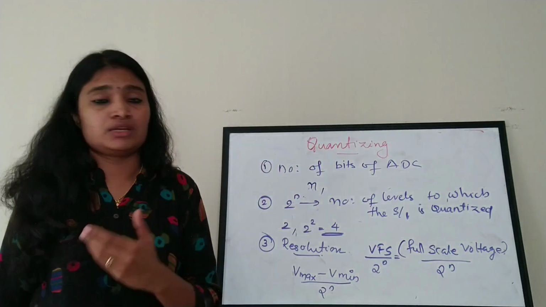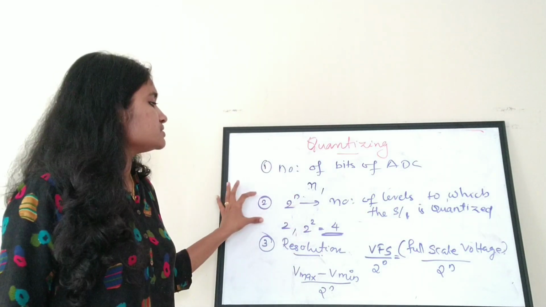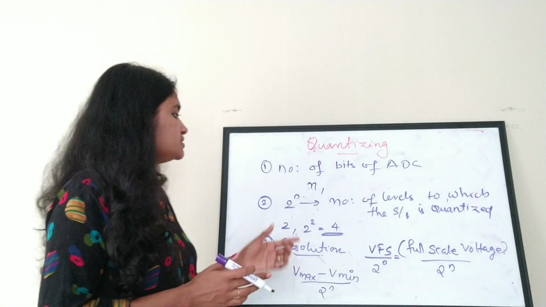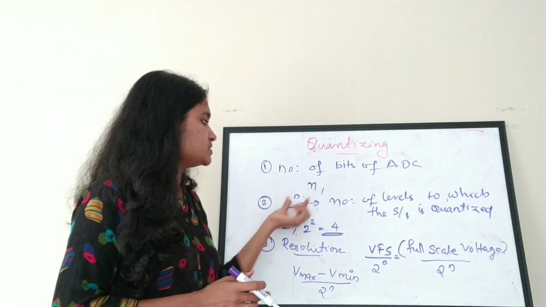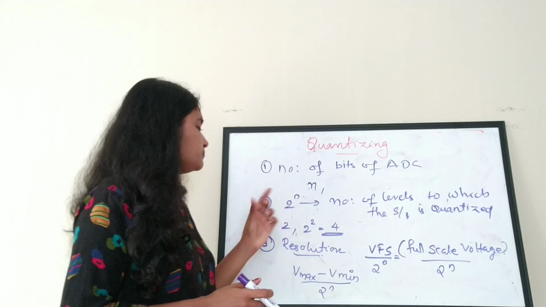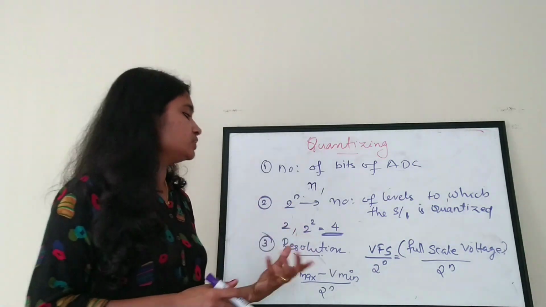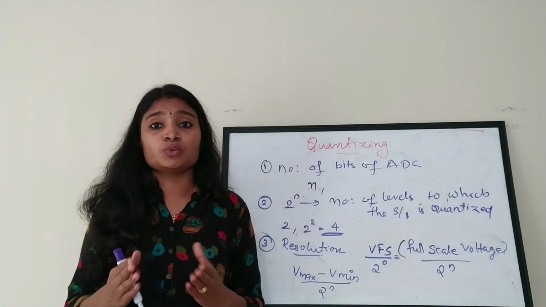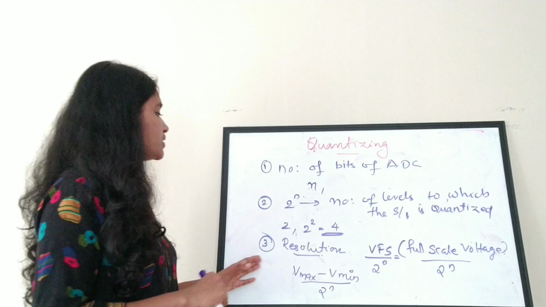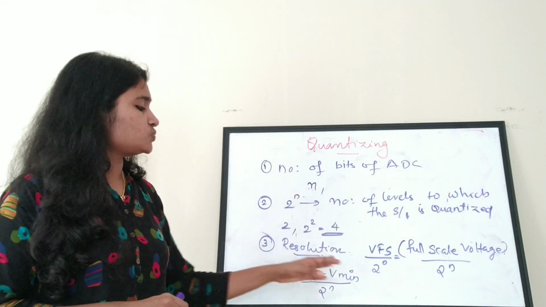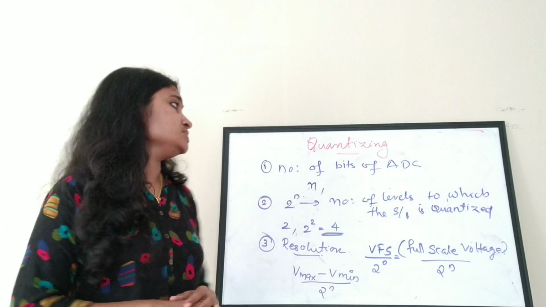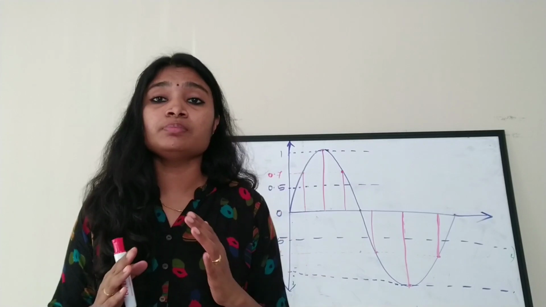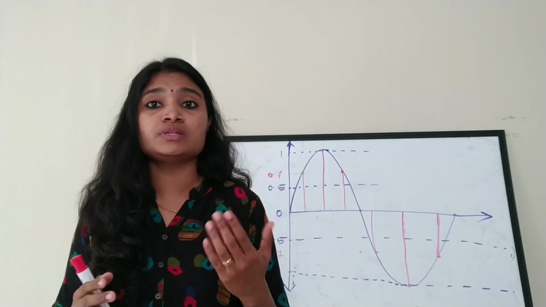Second one is the quantization levels. That is, to how many levels we are going to quantize a signal. That is given by 2 raised to n. If n is the number of bits, then 2 raised to n is the number of quantization levels. The third thing, which is very important, is the resolution of an ADC. Resolution is defined as the minimum change in input voltage that the ADC can detect, and it is given by V max minus V minimum by 2 raised to n. These three things are very important while studying the concept of ADC. Here I am selecting an ADC with a number of bits equal to 2.